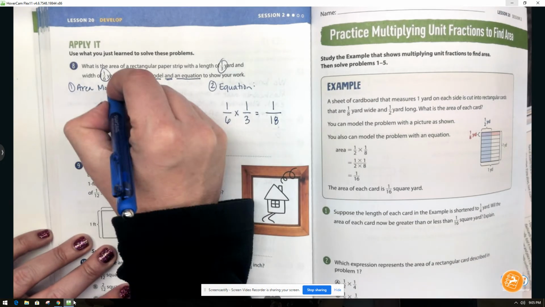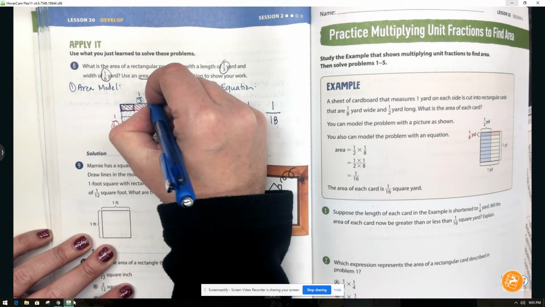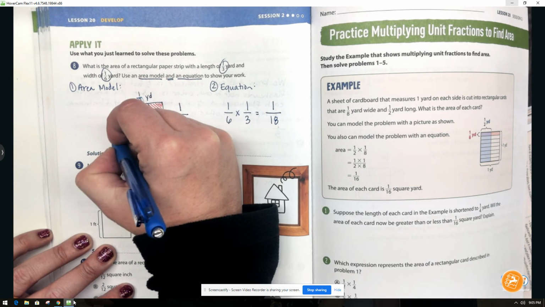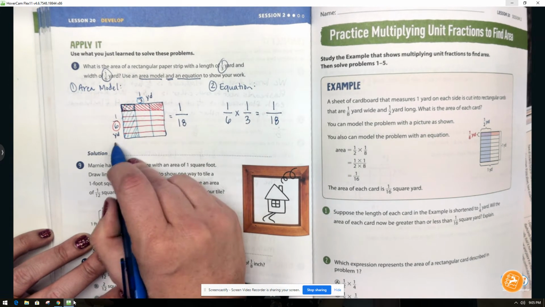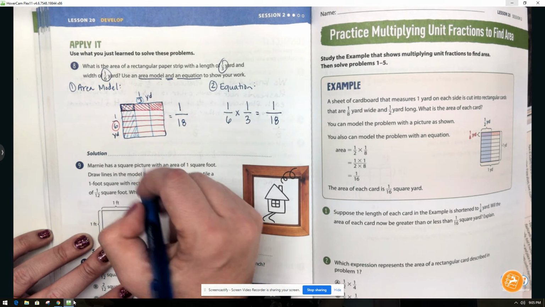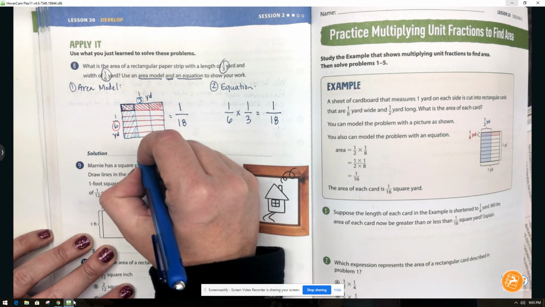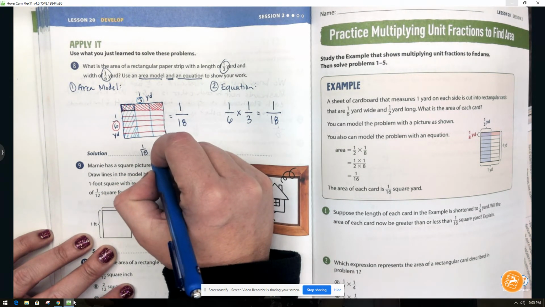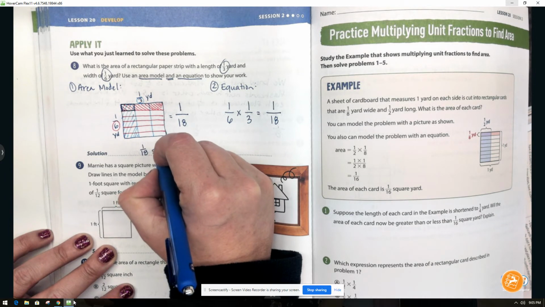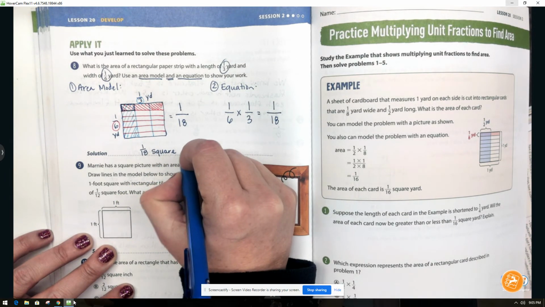Now remember, we're talking about yards. And when we multiply to find area, it changes to square yards. So the answer is 1/18 of a square yard.